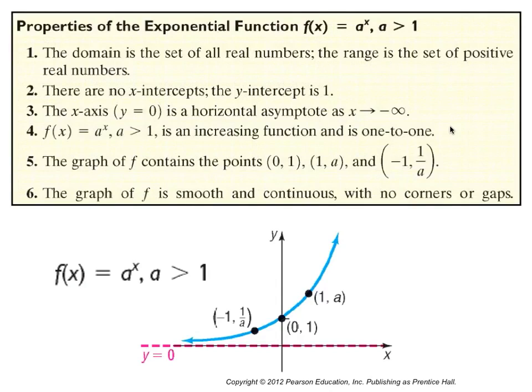We could use our horizontal line test in order to see that. And then it always contains the points (0, 1), (1, a), where a is our growth factor, and (-1, 1 over a). It's going to be nice and smooth and continuous. It doesn't have any corners or gaps, kind of similar to our quadratic equations or our polynomials.